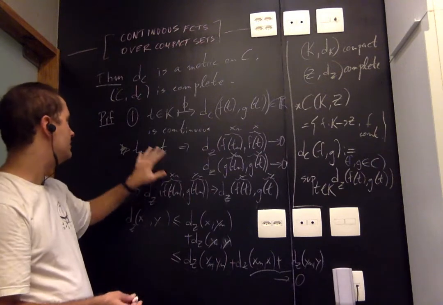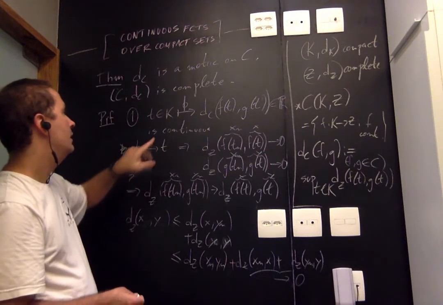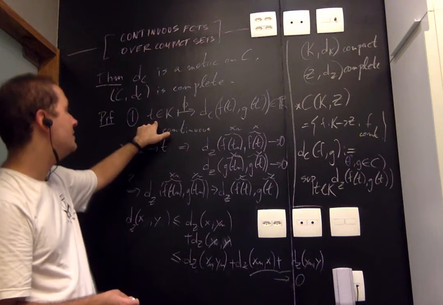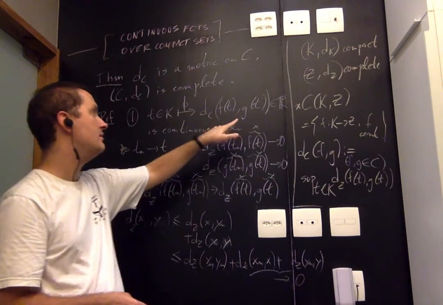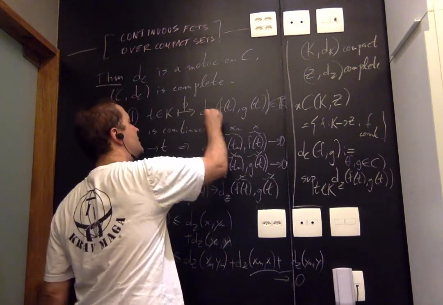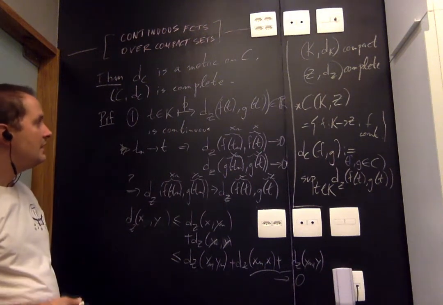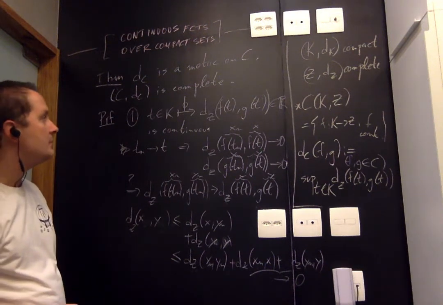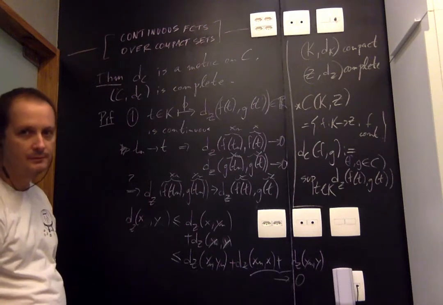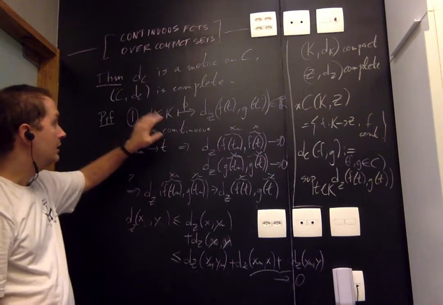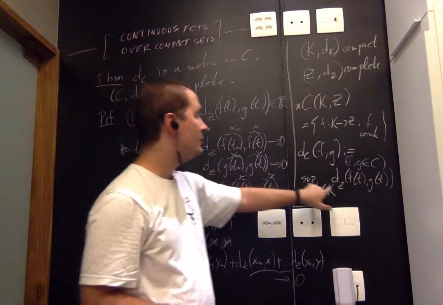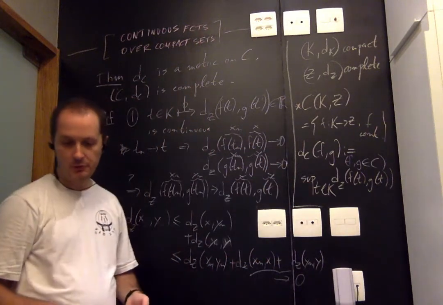Okay, but this, as I said, is just a simple exercise, right? So I need to argue that the map that takes t to the distance of f of t, g of t is continuous. And if it's continuous, then it's bounded and achieves its supremum because K is compact. Okay, and what does this mean? It means the supremum is well defined and it's a real number.